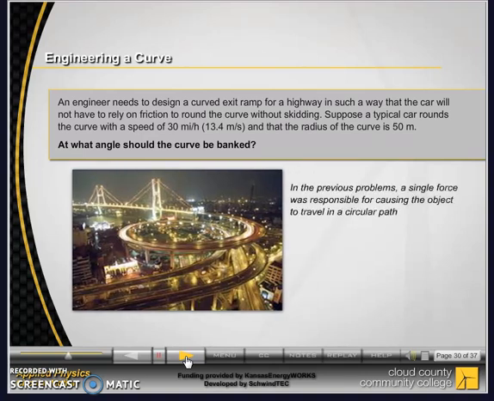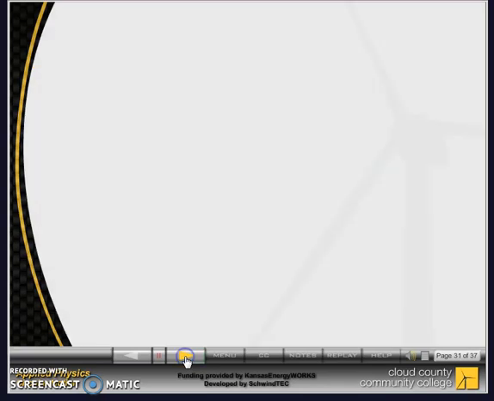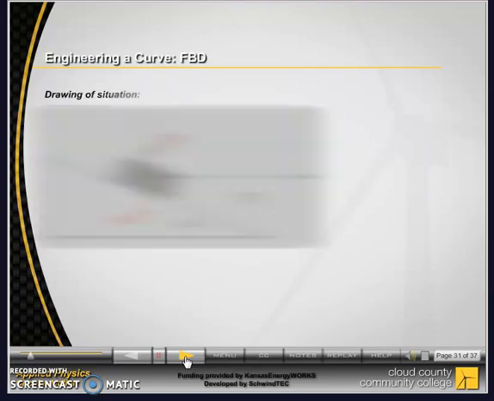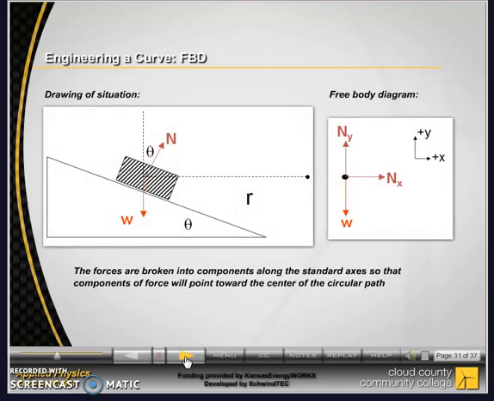In the previous problems, a single force was responsible for causing the object to travel in a circular path. In this case, a component of a force causes the circular motion. In other cases, combinations of forces might cause the centripetal acceleration. A drawing of the situation and the FBD looks like this. The forces are broken into components along the standard axes, so that components of force will point toward the center of the circular path.